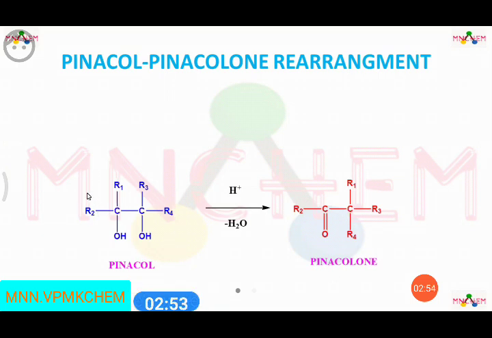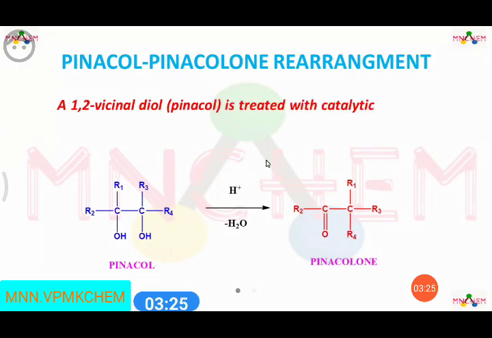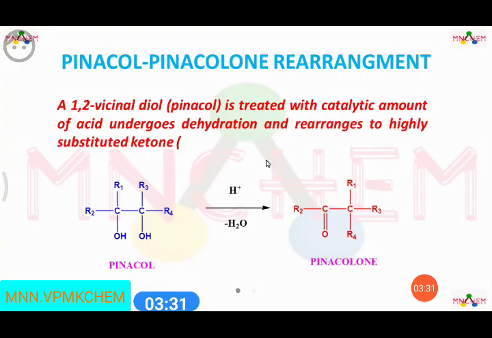Here I have represented this reaction. The starting compound is called Pinacol. By looking at the structure, you can see it is a 1,2 diol, or we also call it a vicinal diol, which is converted or rearranged into a substituted ketone. So how can we define the Pinacol-Pinacolone rearrangement? A 1,2 vicinal diol or Pinacol is treated with a catalytic amount of acid, undergoes dehydration and rearranges to a highly substituted ketone known as Pinacolone.